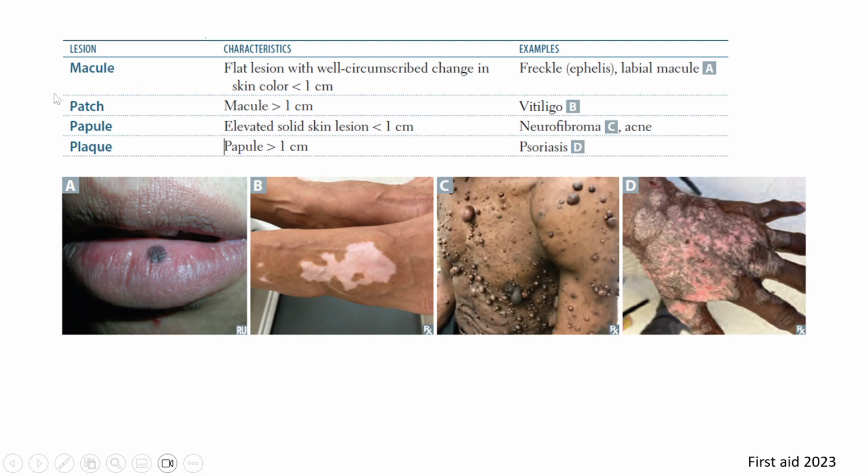So actually A and B are similar. They are flat lesions. The change is either less than 1 centimeter or more than 1 centimeter. Less than 1 centimeter, we call this a macule. And more than 1 centimeter, we call it a patch. Then we have another pair, the papule and plaque. A papule is a less than 1 centimeter elevated solid skin lesion. And the plaque is also a raised skin lesion but larger than 1 centimeter.